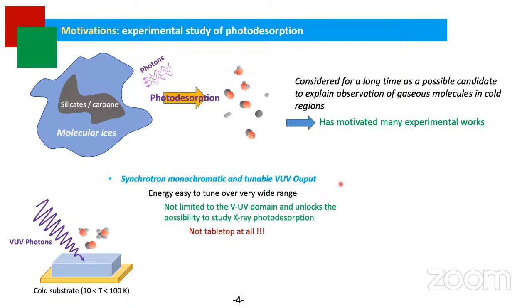And this is typically the case of the output of synchrotron radiation. It's a very powerful technique because the light is monochromatic. You've got full control of its energy. You can go to a very wide range. You can even go to the soft X-ray domain. There has actually been a lot of work done in the last years on this specific case.